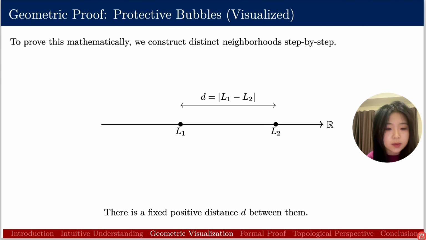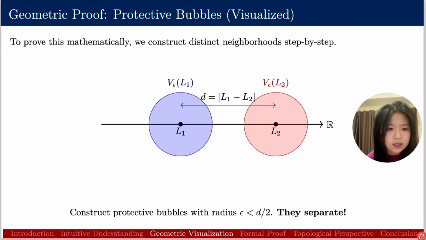Now, here is the most important part of the proof. We draw a protective bubble around each point. We specifically choose a radius called epsilon that is less than half of the distance between L1 and L2. By making the bubbles this small, we guarantee that they are disjoint, meaning they never overlap or touch each other. This is possible because the real numbers have the Hausdorff property, allowing us to always separate distinct points with these neighborhoods. Next, we consider our sequence X_n.